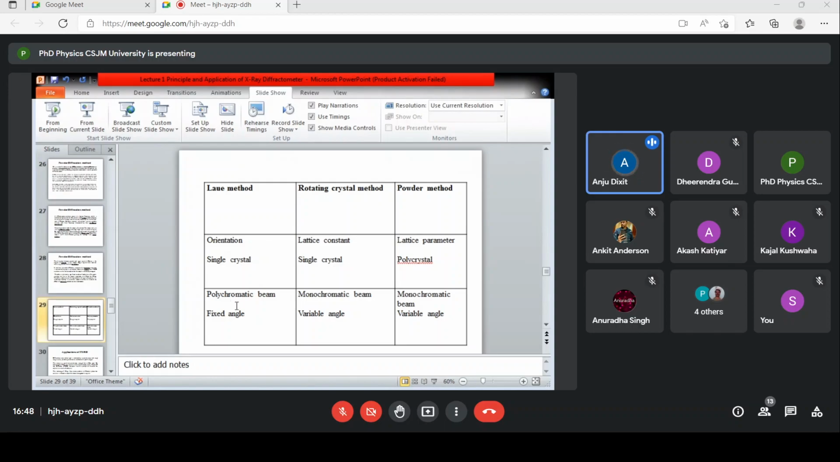So in case of Laue method, we use polychromatic beam. In case of rotating crystal method, we use monochromatic beam, and in case of powder diffraction method also we use monochromatic beam. So in case of Laue method, angle is fixed, and in rotating crystal method, we do vary angles, and in case of powder diffraction method also we do vary angles. So these are the differences among Laue, rotating and powder diffraction methods.